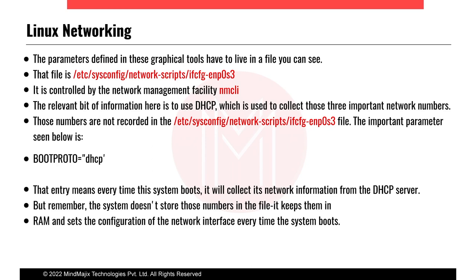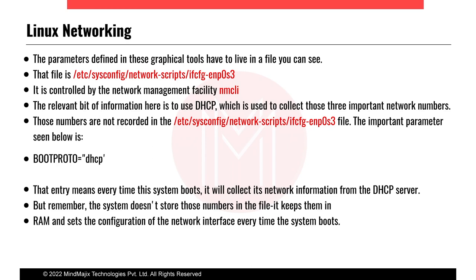If you go to the command line and use the nmcli command, there also you will get the GUI representation. That is another method to assign the IP address to the Linux host. The relevant bit of information here is to use DHCP. For this, we have used the DHCP method, which is used to collect those three important network numbers: IP address, gateway, and DNS information.